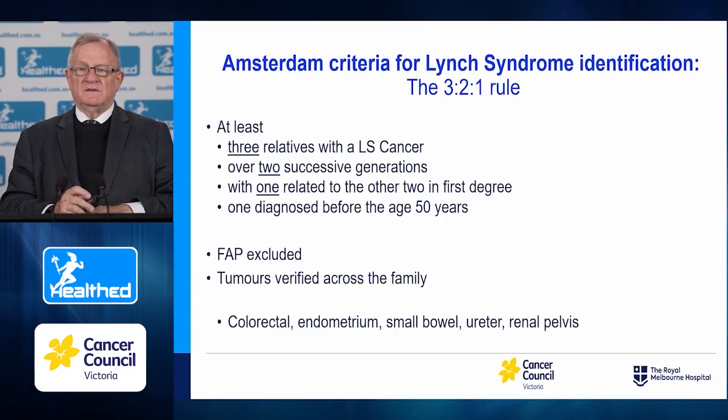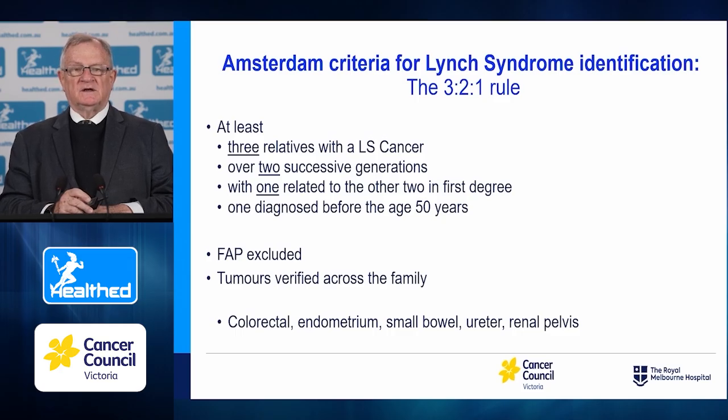We used to think that we would be best able to identify Lynch syndrome by looking at family histories and applying what I've always called the 3-2-1 rule. And this is still a very important family history tool to lead us to the possibility of Lynch syndrome.